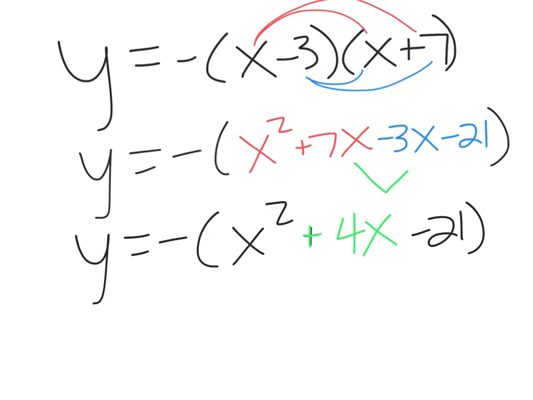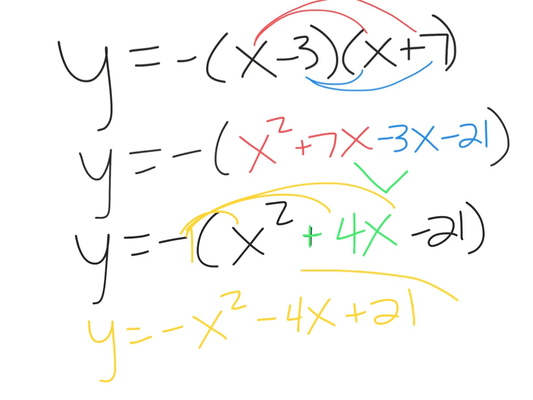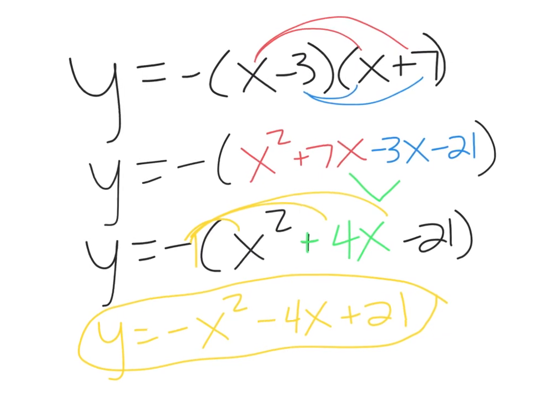Alright, last step I need to do is distribute the negative. If that bothers you, you can make it a -1 so that you have a number. But we distribute the -1 to everything. So negative x squared, negative 4x, and positive 21. And that's my answer. That is the equation in standard form.